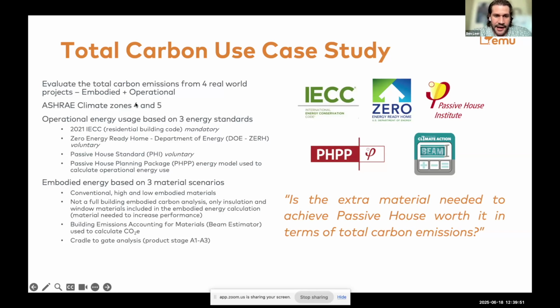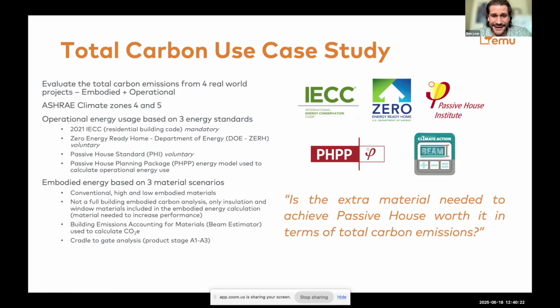In this analysis, we modeled all 4 buildings to 3 different energy standards. We modeled them to code minimum, so the 2021 residential code. We modeled them to the Department of Energy's Zero Ready Home standard. And then we modeled them to the Passive House standard. The Zero Energy Ready Home and Passive House standards are voluntary standards that anyone can apply to. The residential building code, of course, is mandatory.